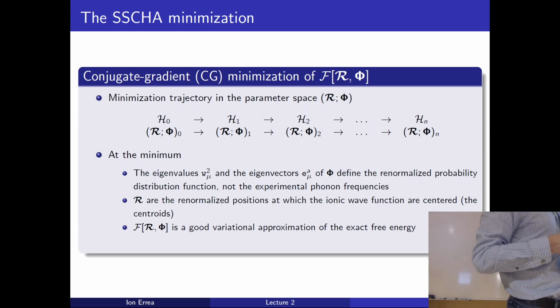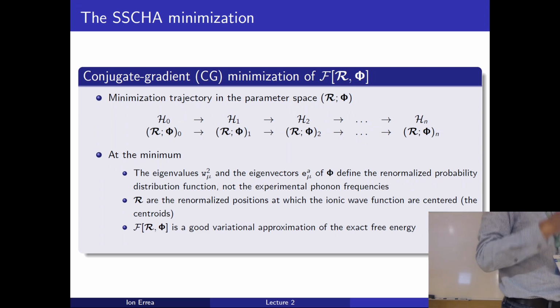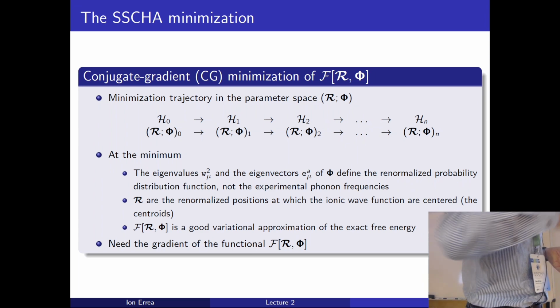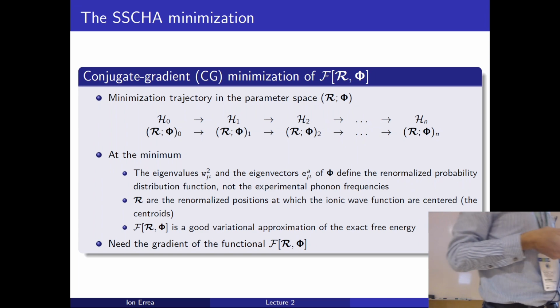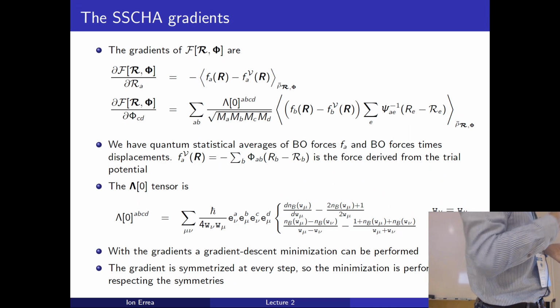This formalism is well-defined at zero Kelvin as well. There is absolutely no problem with that. We don't care about the temperature; for us, it's a well-defined parameter. So if we want to do this minimization, we need the gradient of the free energy. We need to calculate the gradient to do a steepest descent minimization. So this is the expression of the gradient.